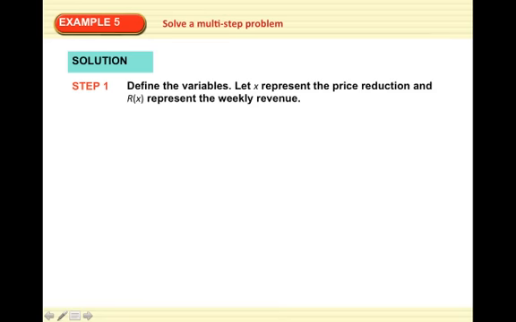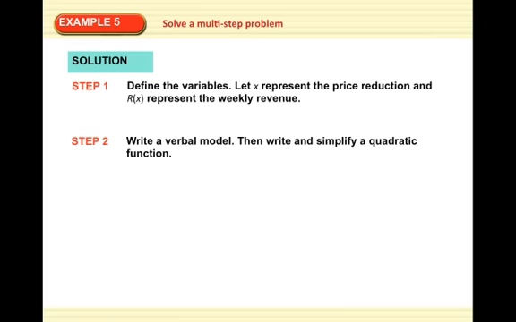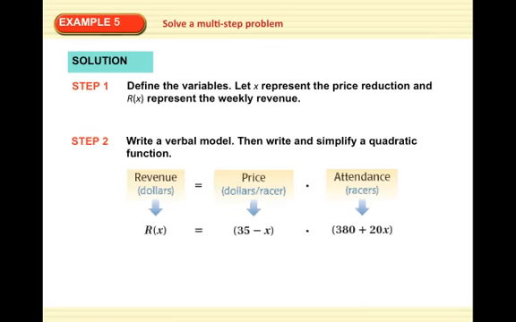All right, let's define the variables. Let X represent the price reduction and R of X represent the weekly revenue. We're going to write a verbal model and then write and simplify a quadratic function. So revenue, R of X, equals the price, so $35 minus however many dollars you're going to put it on sale, times the attendance. So it's going to be 380, the number of people you have when you charge $35, plus 20 times X. Because remember, for every $1, he expects 20 more people to show up.